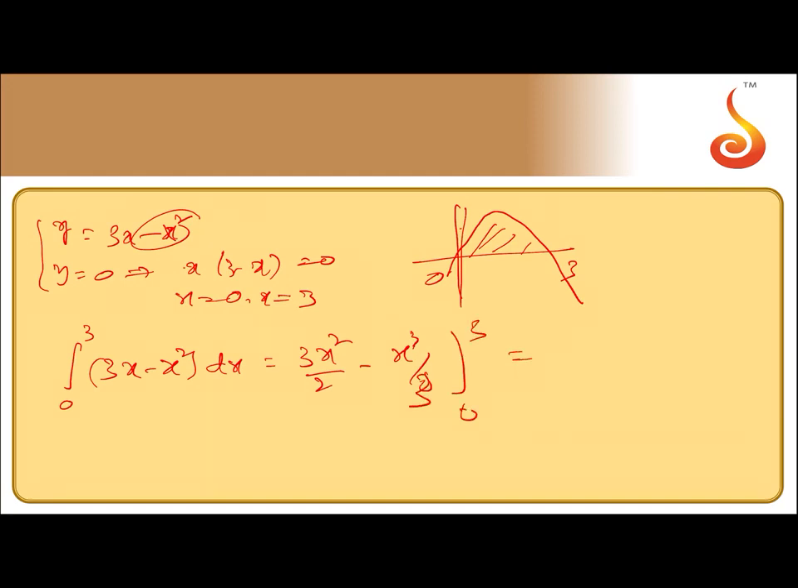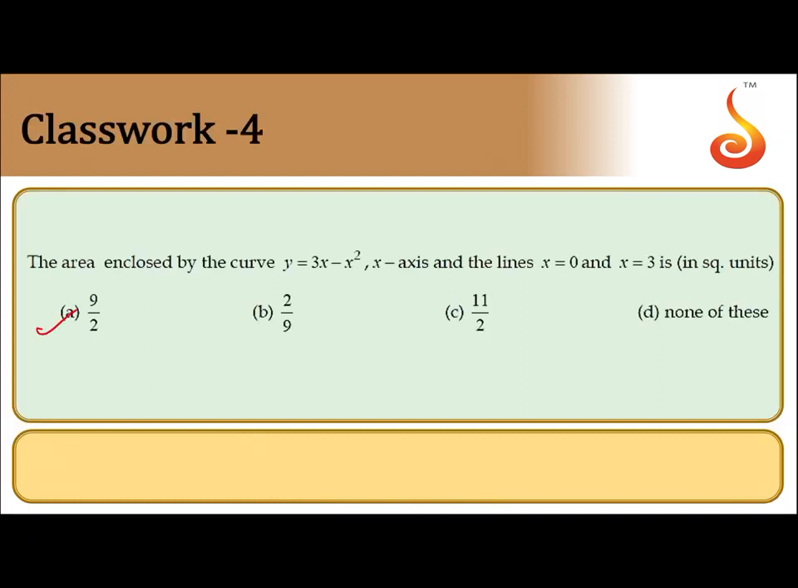Yes, of course. Substitution: 0, 3 means 3 3s are 9, 3 9s are 27. So 27 by 2 minus 27 by 3, so 27 multiplied by 1 by 6. So 3 9s, 3 3s, 3 2s. So the answer is equal to 9 by 2. So the answer is 9 by 2, the first one.